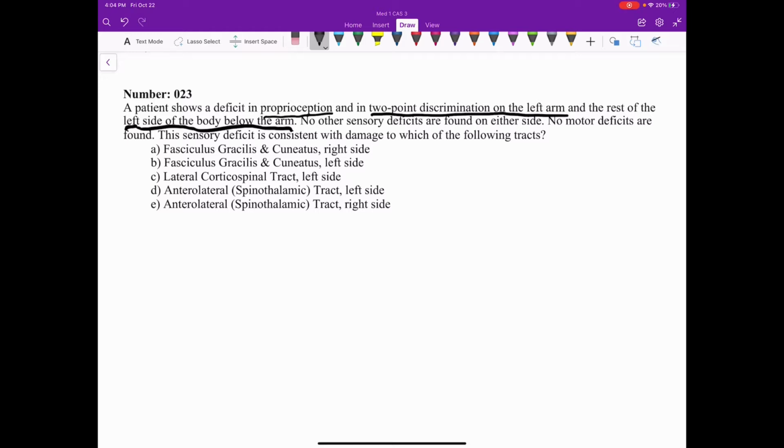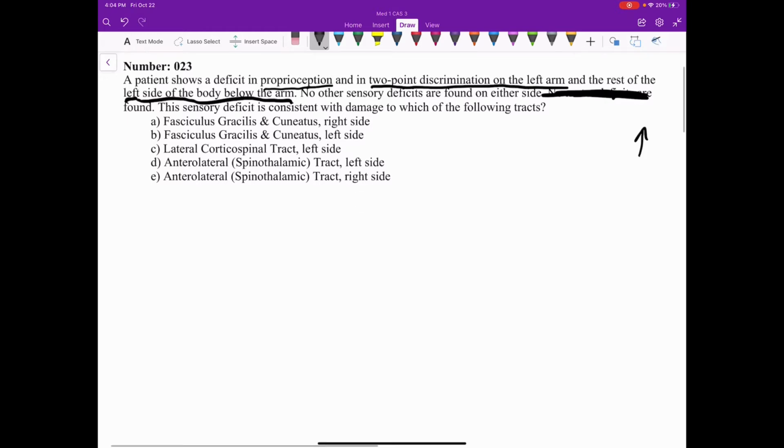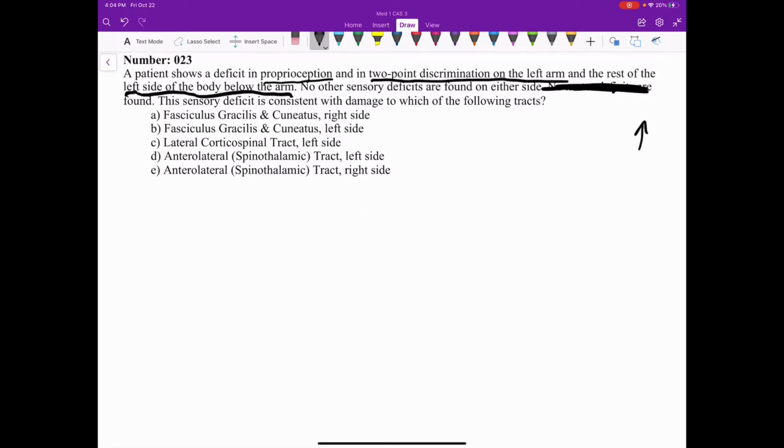And no motor deficits are found. Okay, so we know it's something with an ascending fiber if there's no motor. The sensory deficit is consistent with damage to which of the following tracts? Okay, so we have a couple tracts here. So let's just go through our normal thing. You know how we answer all these questions.